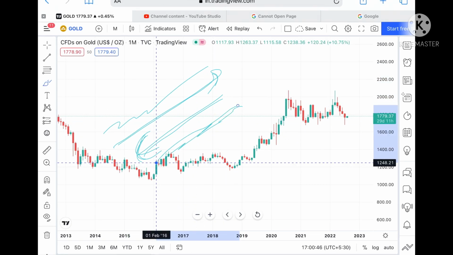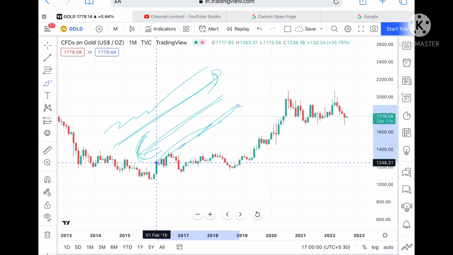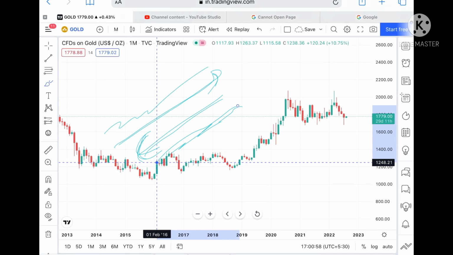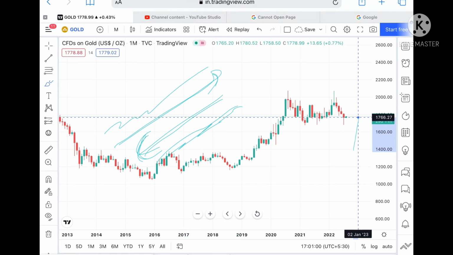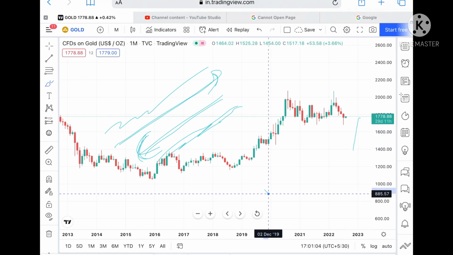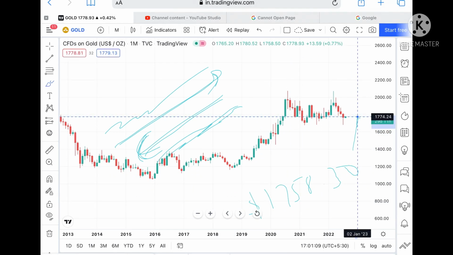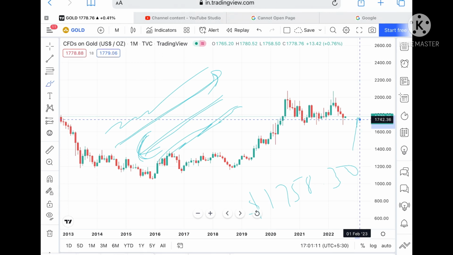So what we can see looking at the chart, if this particular level didn't sustain, you have to understand something, that you cannot predict that it will go in one direction or it will come down. So if this level didn't sustain, we can see it can go further down and can touch a level of $1758.30.